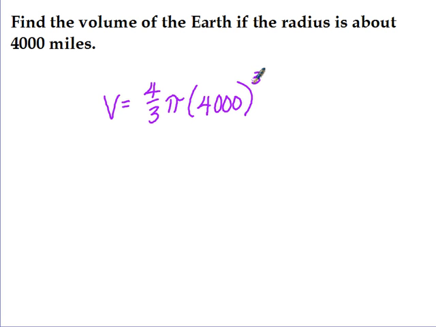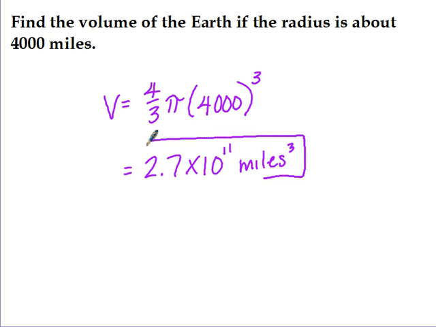And when you plug that in, you get a ridiculously big number, 2.7 times 10 to the 11th cubic miles. So that's going to be 2.7, plus 10 zeros after it. So you would move this decimal point 11 times, and that's how many zeros would be after it to get to the Earth. Now, I'm not going to ask you any questions like that on your test. I just thought that that was interesting. So there you go. But spheres are very simple.